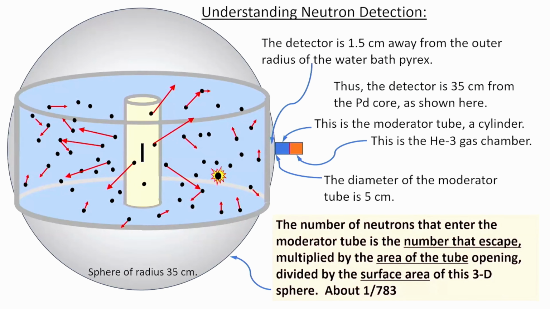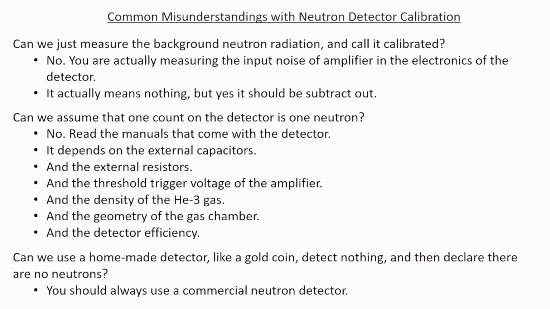So let's look at a neutron detector. Now here I've got my reactor, the same reactor we saw earlier. And I've got my detector, it's 1.5 centimeters away from this Pyrex. This blue part here is the moderator tube. It's a cylinder. I show it as a square, but you're looking at it sideways. It's a cylinder, and here is the He3 gas chamber. The diameter of the moderator tube is 5 centimeters.